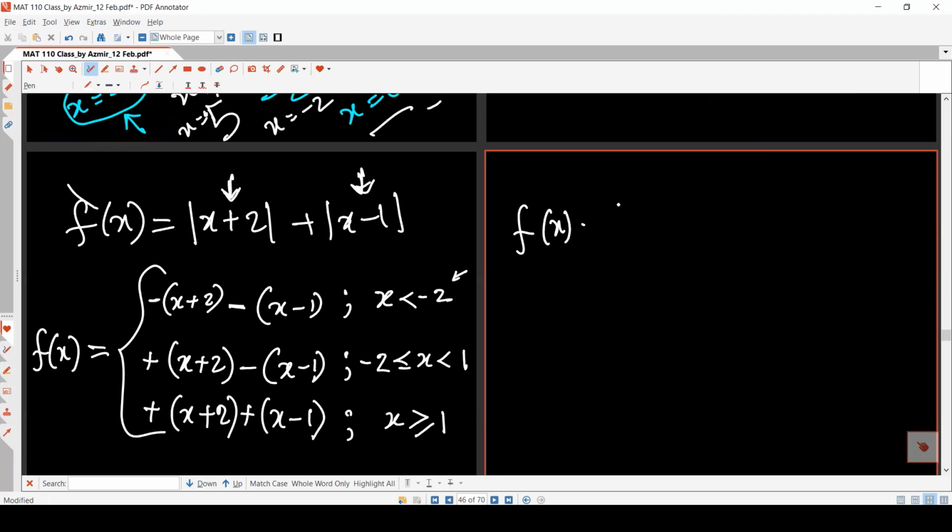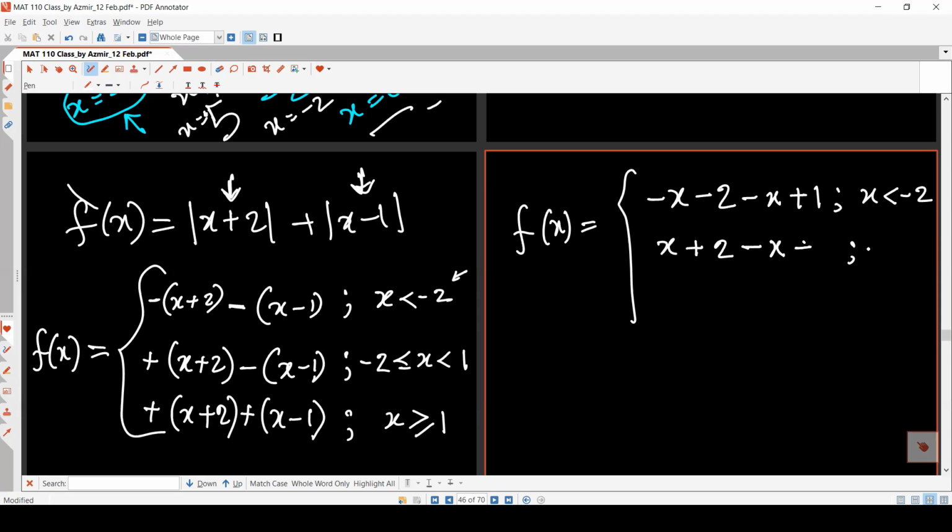So f of x. Now we can do the simple calculations. Minus x minus 2 minus x plus 1, for x less than minus 2. Here we have x plus 2 minus x plus 1, for the second domain, minus 2 less than or equal to x less than 1. For the third domain, plus, so x plus 2 plus x minus 1.